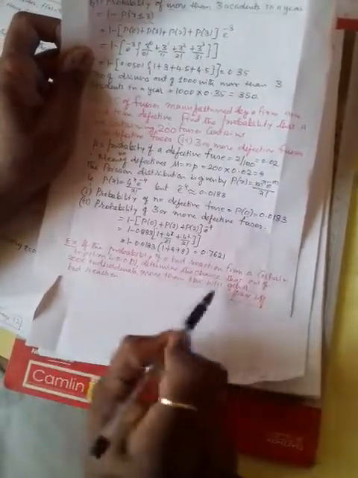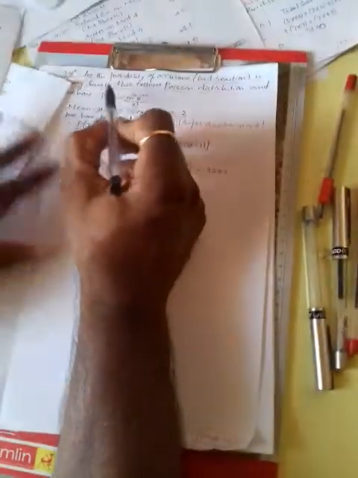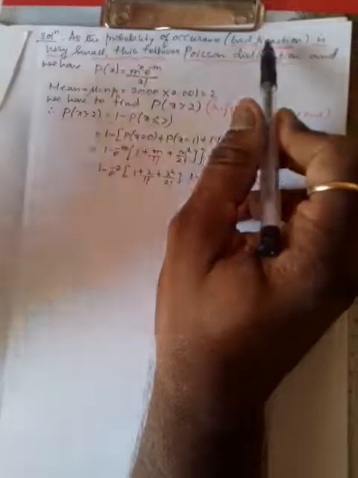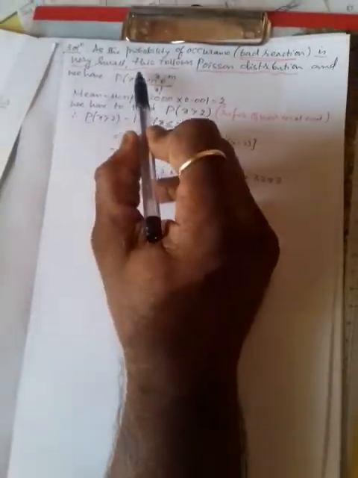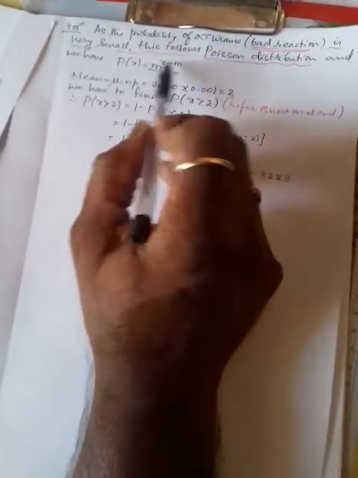Refer to this example, read the example once again. Because you can ask a question: why do we need to use the Poisson distribution here instead of binomial? Or how is it possible to choose which distribution we want to use while solving the example? The reason is, I am repeating, as the probability of occurrence, that is a bad reaction, is very small. Again, observe here. This follows the Poisson distribution and we have the formula.